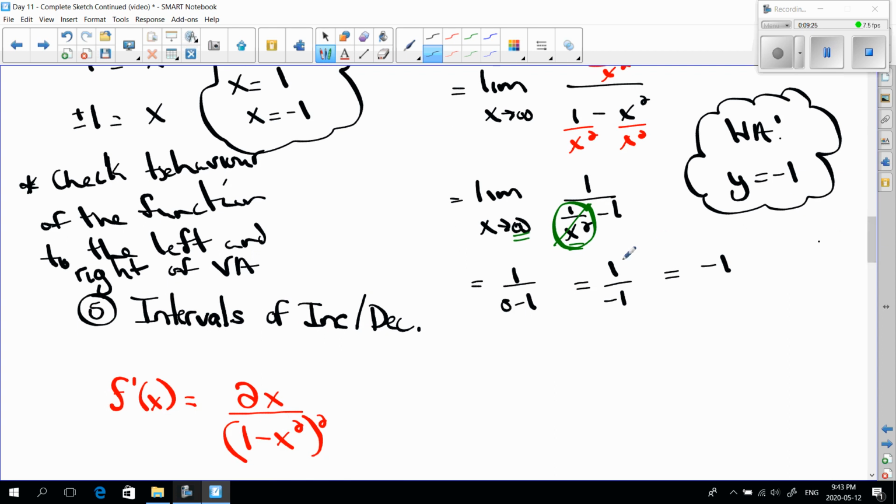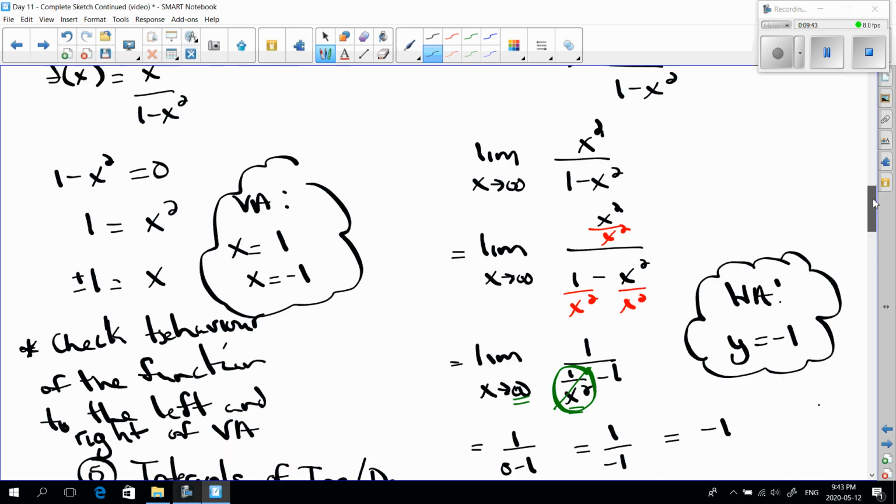What that means is if I move to the extreme right, as my x values get really, really large, my y values get closer to negative 1. Same thing if I move to the extreme left, if I approach negative infinity, my x values get really small, my y values get closer to negative 1.